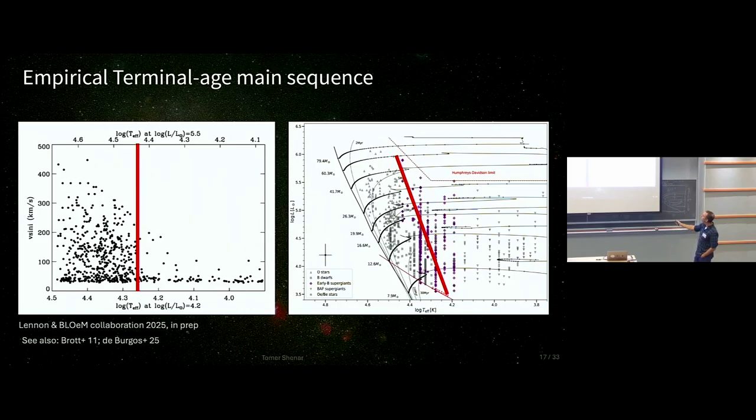But the y-axis is the V sin i, it's not luminosity. Yeah, sorry, the y-axis here is V sin i, exactly. So you see very rapid rotators, and then suddenly the rotations stop.